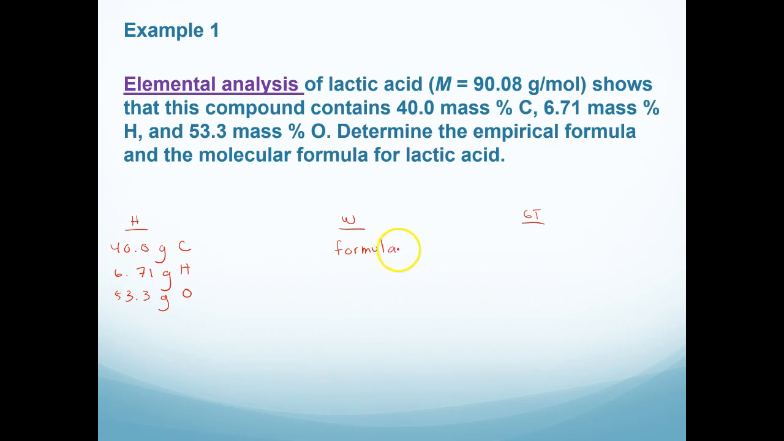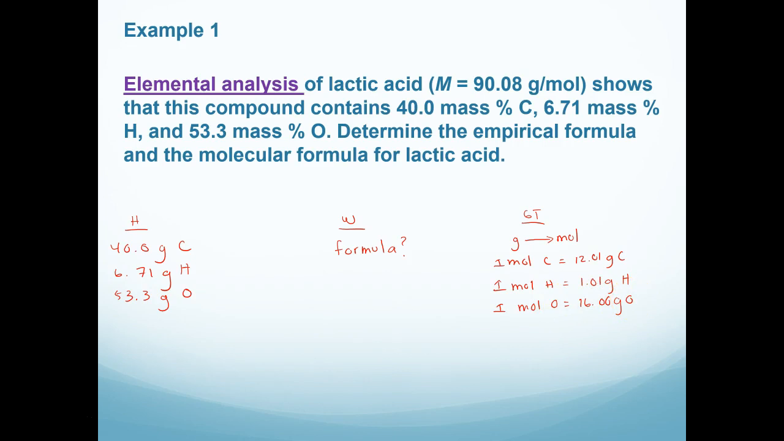So let's just put formula here. Okay. The first thing we want to think always is I need to go from grams to moles for each one. And this is the most common mistake that people make. You have to go from grams to moles. So we need the molar mass for each of those. We know that 1 mole of carbon is 12.01 grams of carbon. 1 mole of hydrogen is 1.01 grams of hydrogen. And then 1 mole of oxygen is 16.00 grams of oxygen.